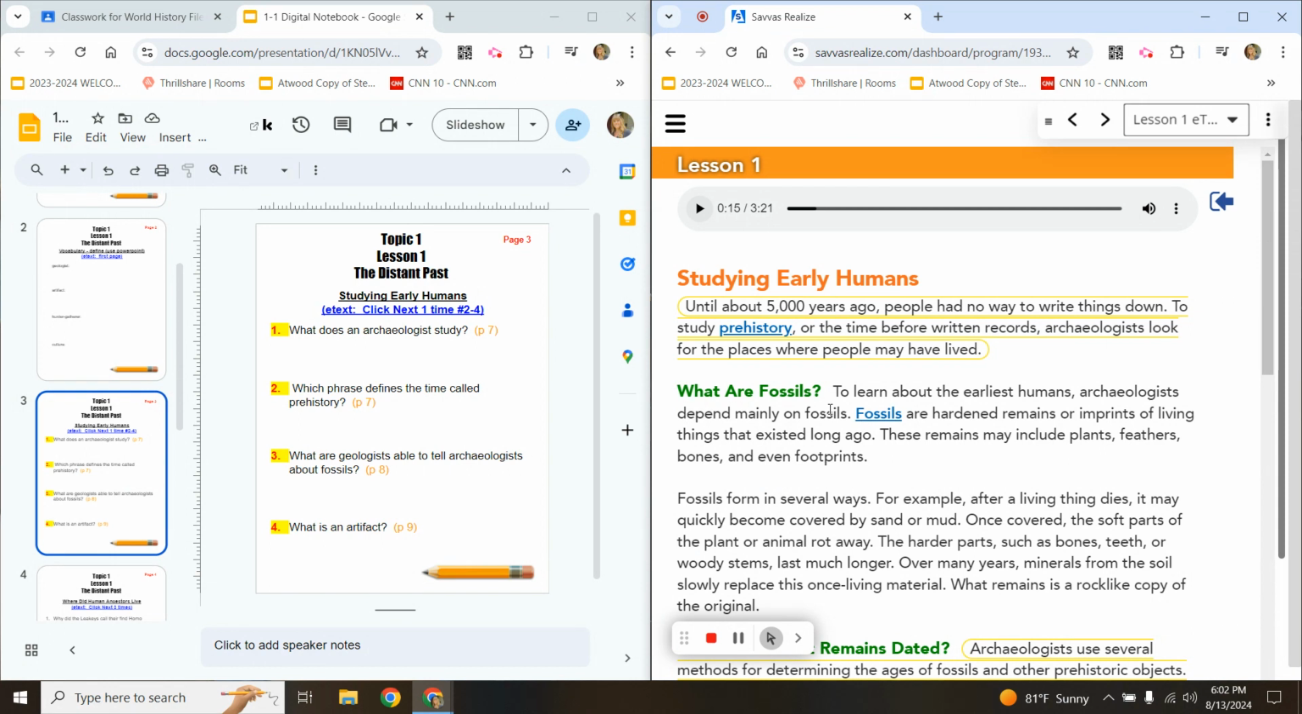All right, what are fossils? You can see there is nothing circled or highlighted, so nothing under what are fossils is in your digital notebook. Let's go ahead and listen now.